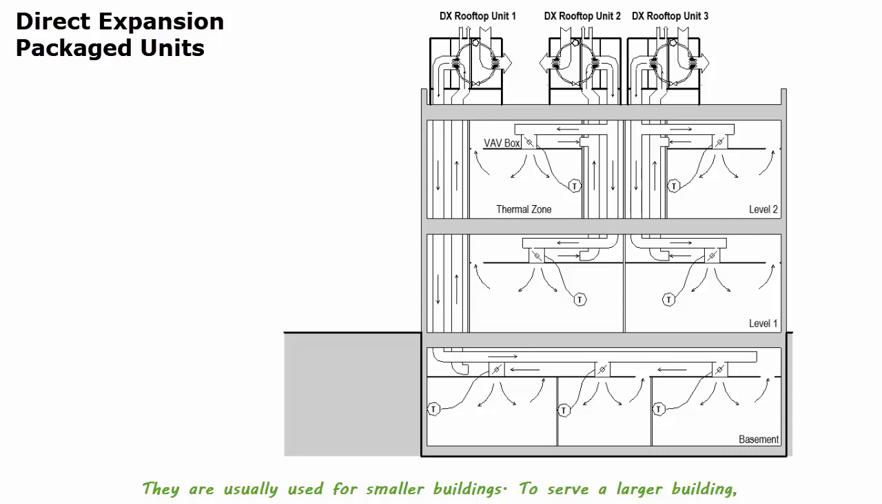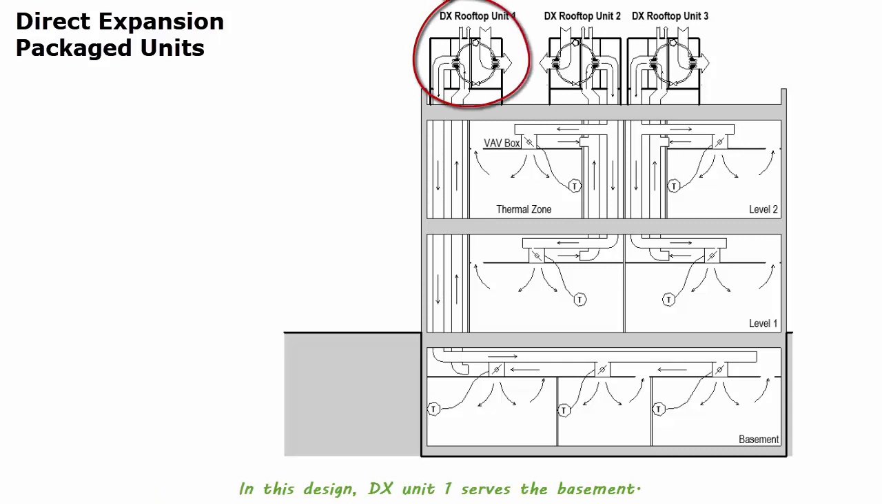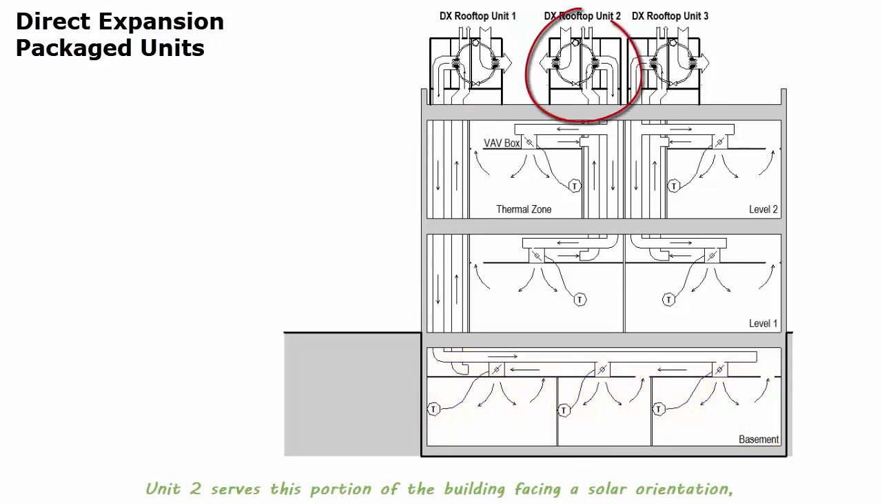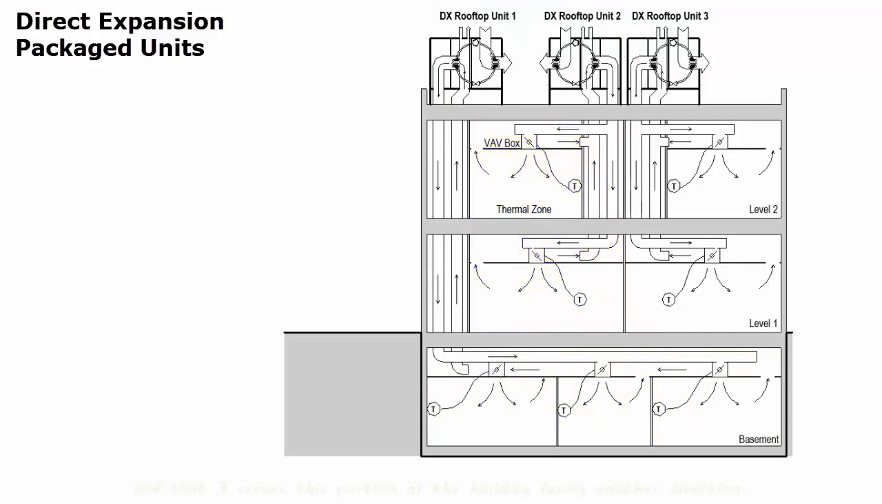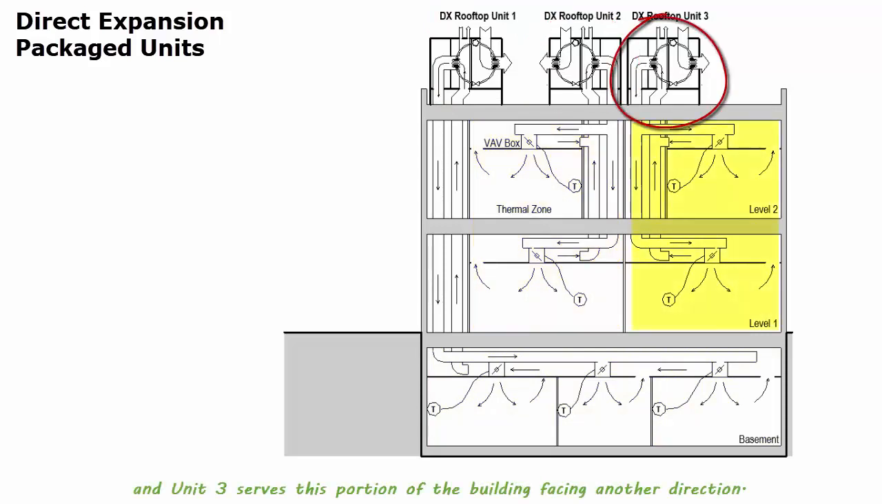To serve a larger building, multiple DX units are needed to provide heating, cooling, and ventilation to different areas of the building. In this example, the DX units are located on the roof, each serving a portion of the building by separate sets of ductworks. In this design, DX Unit 1 serves the basement. Unit 2 serves this portion of the building facing a solar orientation, and Unit 3 serves this portion of the building facing another direction.